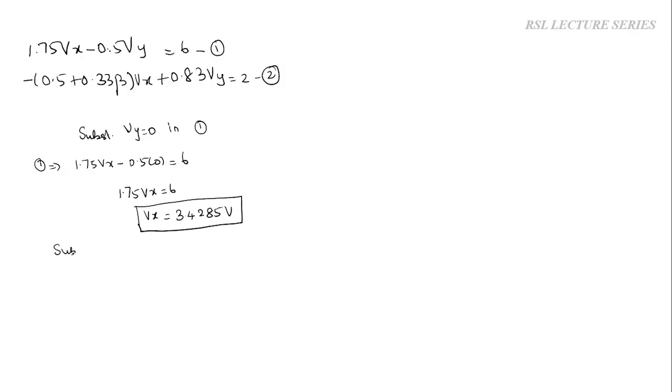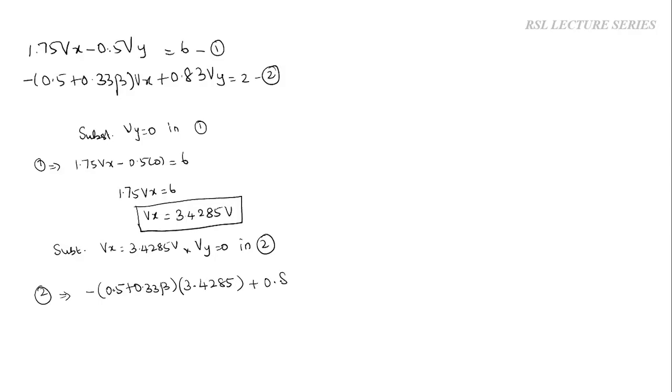Now we will substitute Vx equal to 3.4285 volts and Vy equal to 0 in equation number 2 to find the value of beta. So minus of (0.5 plus 0.33 beta) multiplied by Vx, where Vx is 3.4285, plus 0.83 into 0 equal to 2. This term will become 0. So the remaining terms are minus of (0.5 plus 0.33 beta) into 3.4285 equal to 2. We can take this term to the right hand side and simplify. Multiply the minus inside: minus 0.5 minus 0.33 beta equal to 2 divided by 3.4285.